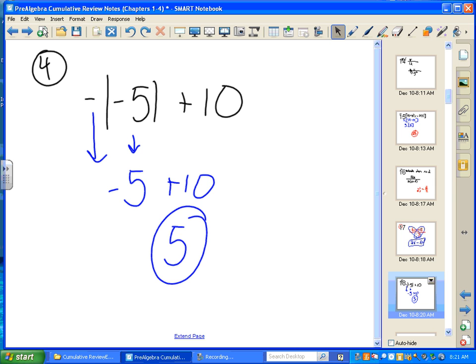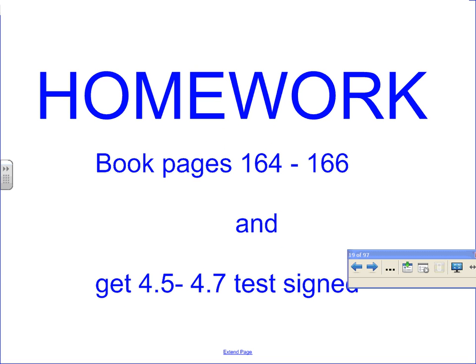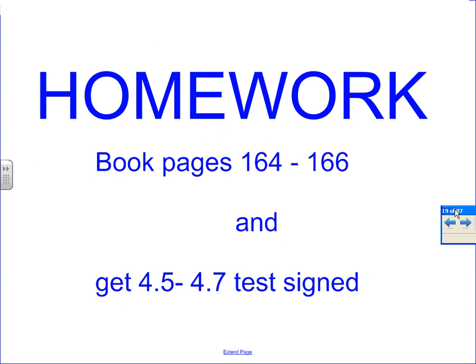I'm going to continue with this tomorrow after we go over our homework on chapters 2, 3, and 4, just to make sure you guys are okay if I throw them at you randomly. So far you are. So assignment, I need you to open up your book. Besides getting your test signed, there is a good additional cumulative review in your book that's multiple choice. It falls on pages 164 to 166.